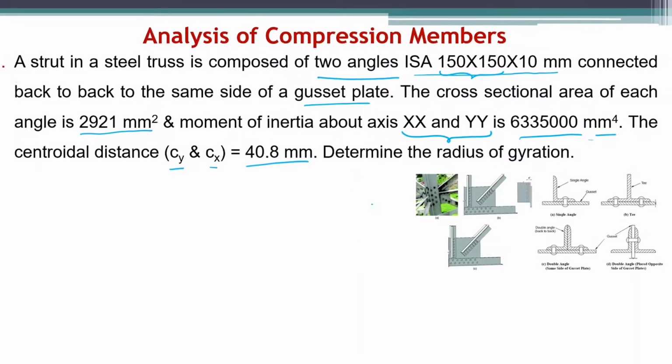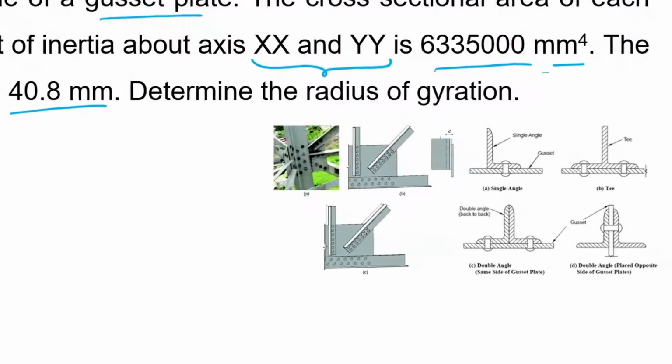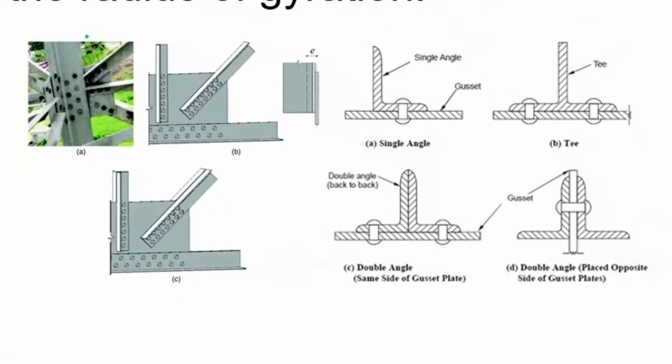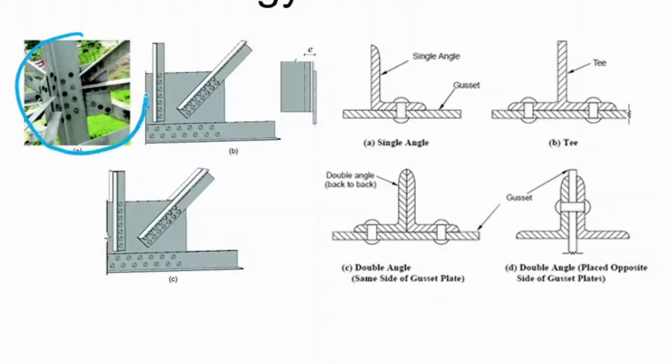Let's look at the picture. See, we have a connection like this. As I said, in a roof truss, you remember a member in the truss may be either in compression or in tension. If it is a compression member, then we have to follow the design procedure as given in IS 800-2007. In this picture, an angle is connected on either side of the gusset plate. If you look, one angle is connected to one side of the gusset plate and the other angle is connected to the other side of the gusset plate.